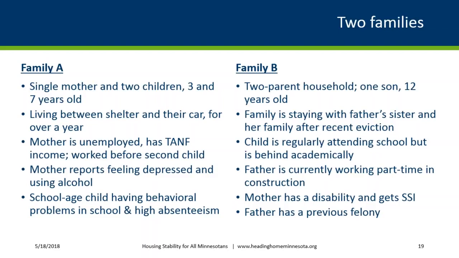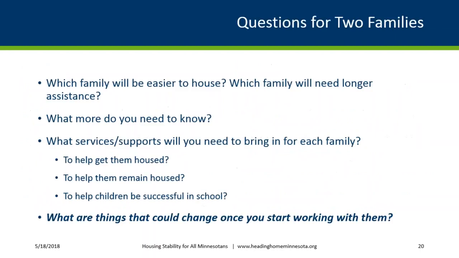So if we just look at that mom is depressed and using alcohol, we might think we have a big problem and we need a lot of mental health services and/or alcohol and drug treatment. But it might turn out that when we have a place to live and we're not back and forth between the car and the shelter, some of those things actually are a reaction to the situation and not causal or ongoing. Now that may not be true too.